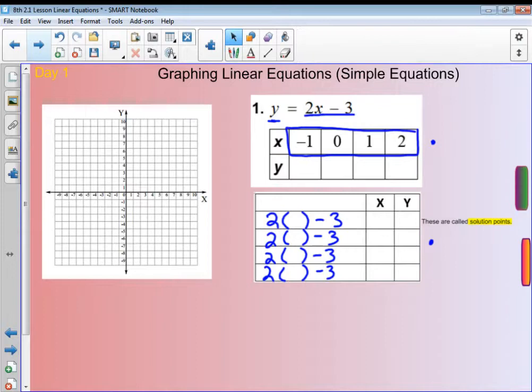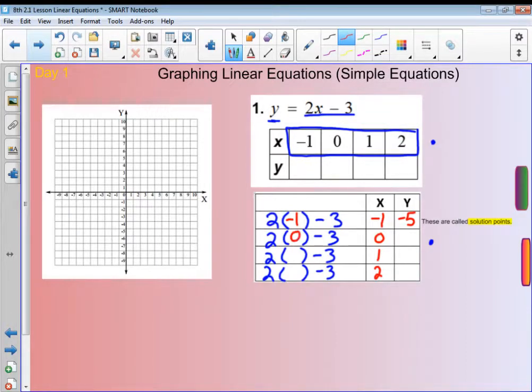Okay, so now I'm going to substitute in the x's that they asked me to use. So they want me to use negative 1, 0, 1, and 2. So I'm going to substitute those into the parenthesis and then solve that equation. So y equals 2 times negative 1, which is negative 2, minus 3, which gives me negative 5. Okay, so for my next one, I'm going to substitute in a 0. 2 times 0 is 0, minus 3 is a negative 3.